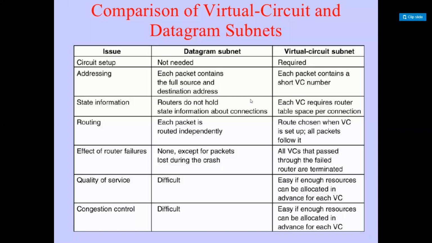Next, coming to the virtual circuit subnet, all virtual circuits that passed through the failed router are terminated. If the packets are passed in one direction, one way, and any router fails in that direction, all packets will be terminated.